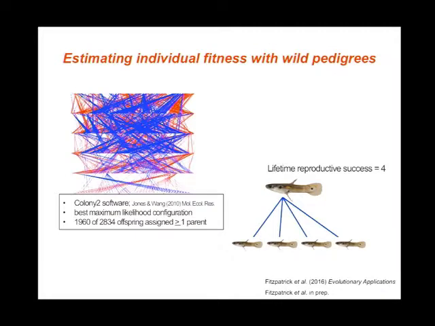But then we also used that microsatellite data to reconstruct wild pedigrees for these populations, and to actually estimate lifetime reproductive success for every individual. So this spider web thing is the pedigree where each level is a generation, and the blue lines are connecting male guppies to their offspring, red lines are connecting females to their offspring. And so for any given individual, you can see how many offspring were assigned to him throughout its life, and so this male had a lifetime reproductive success of 4.